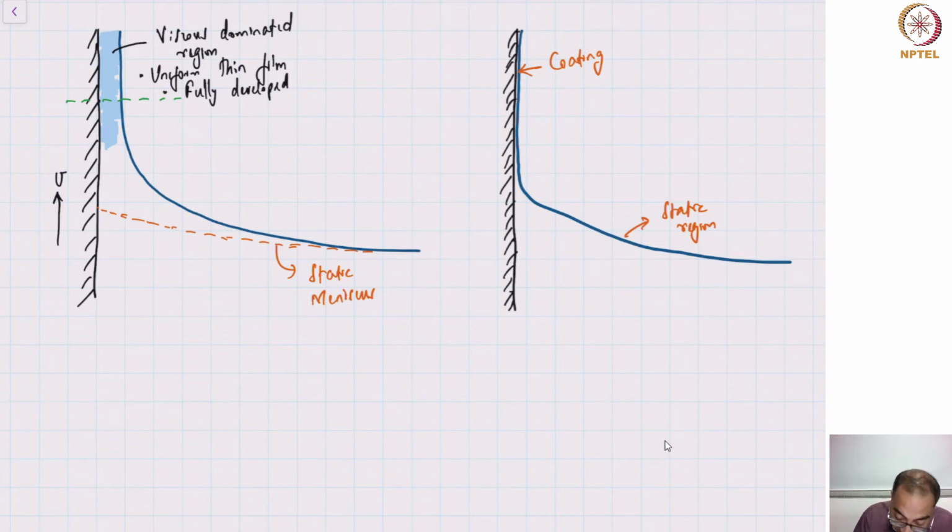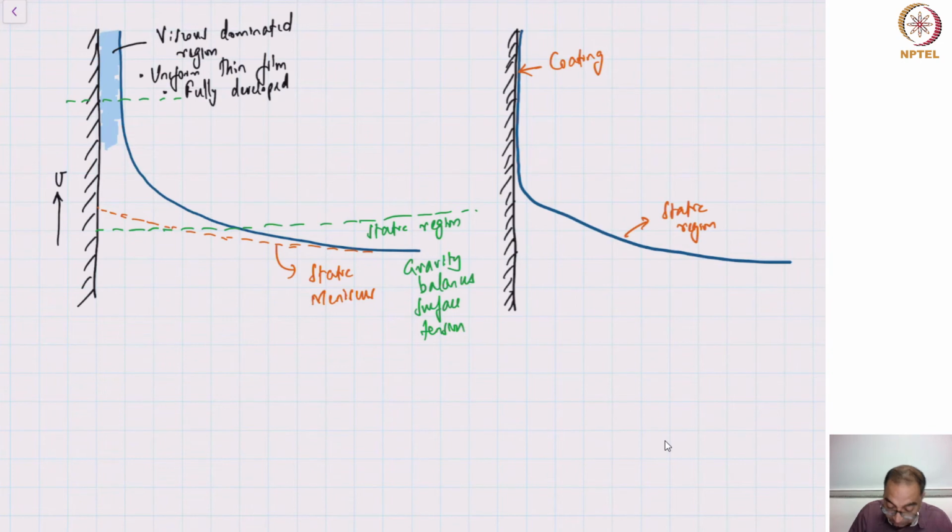And you have a region far away from the interface, far away from the plate. This is a static region, and in this region gravity balances surface tension. So now we have two completely different, well separated regions. So you have a very thin film, though my drawing is showing a highly exaggerated thin film.